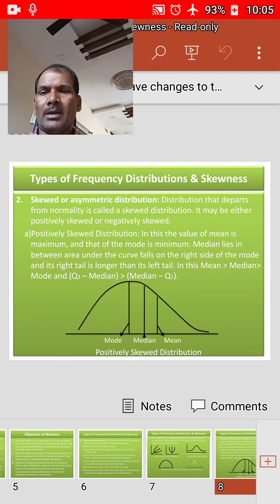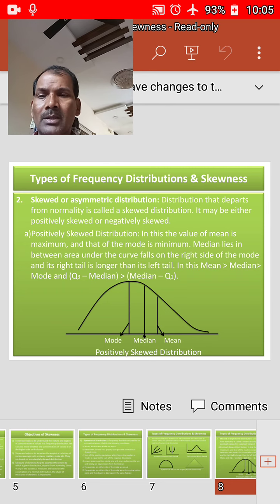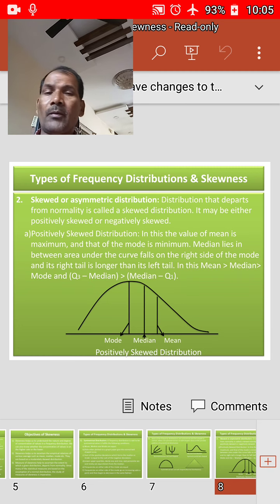Next, a skewed or asymmetrical distribution may be either positively skewed or negatively skewed. We'll see what is positively skewed. In a positively skewed distribution, the value of the arithmetic mean is maximum, and that of the mode is minimum. Mode will be the minimum, mean will be the maximum.